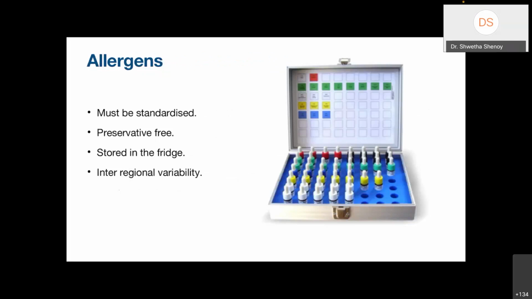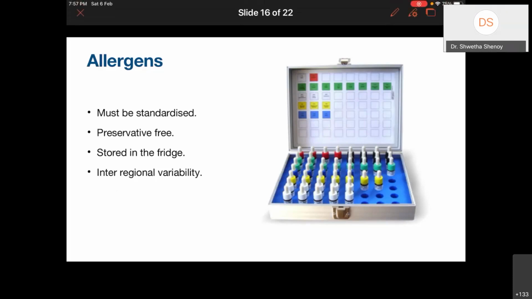So it has to be preservative free and must be stored in the fridge. There is considerable interregional variability in what people are exposed to. We cannot expect the same plants to grow around Kochi and in the US, and people to be uniformly allergic to the same things. So there has to be a little regional inclusion also when we are looking at what we are going to be treating.